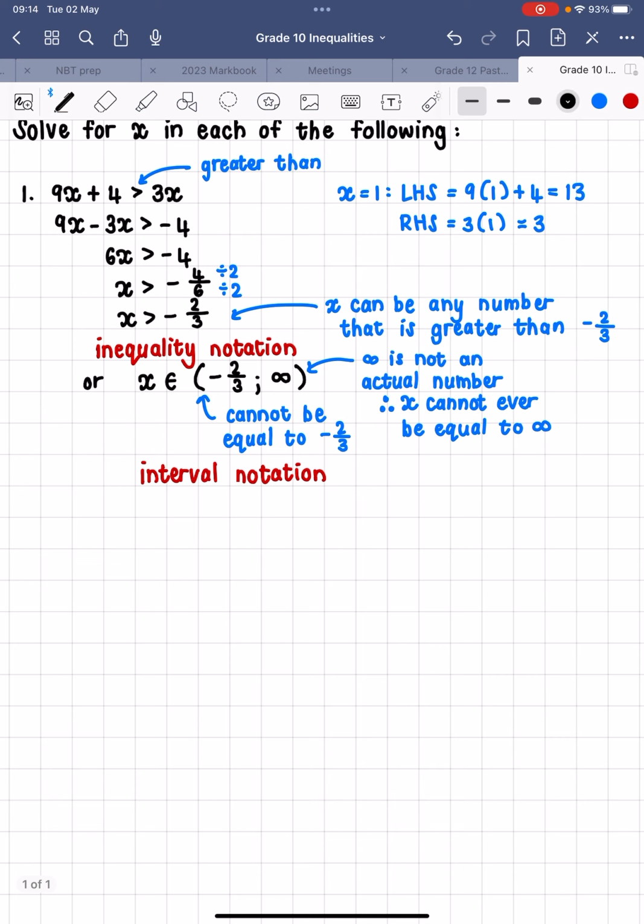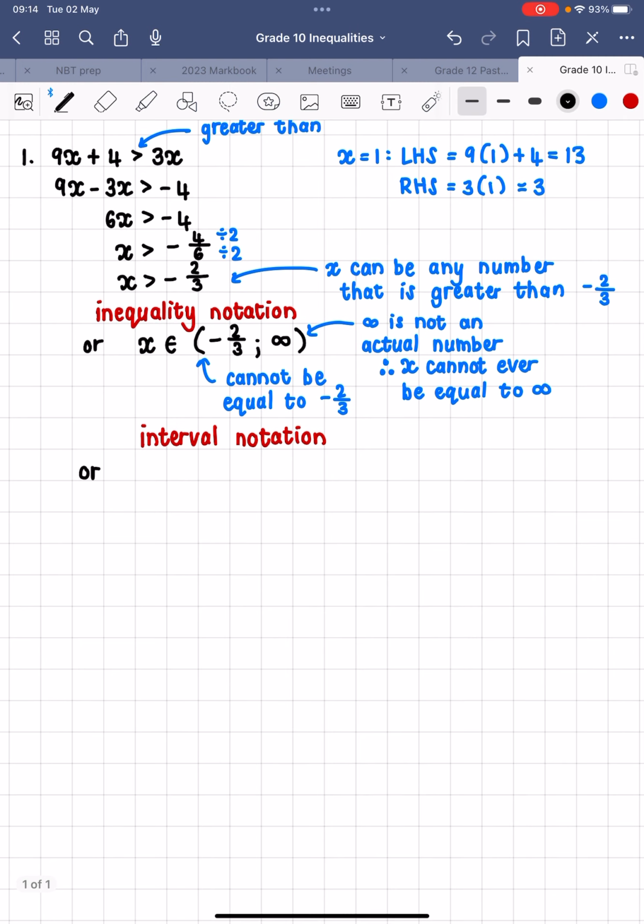And then just the last one that you need to know, set builder notation is nice to know, but they don't actually ever test that. So I'm not going to spend time on that one. We do need to know inequality notation and interval notation and then number line.